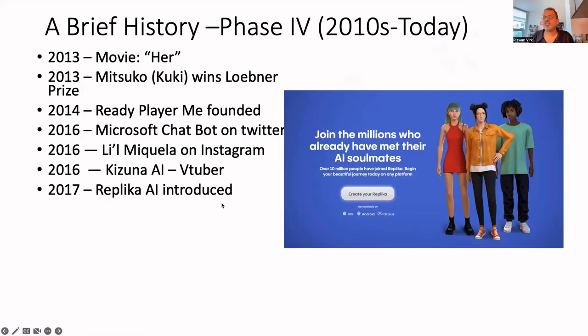In 2017, Replika AI is introduced. So this is another chatbot company, and they have an app on iOS and Android. And the idea is that you can meet your soulmate, or you can just meet an AI friend. Now, one thing that distinguishes it from Cookie is that you can have not just a friend, but a romantic relationship. So now we're coming full circle to the concept in the movie Her.